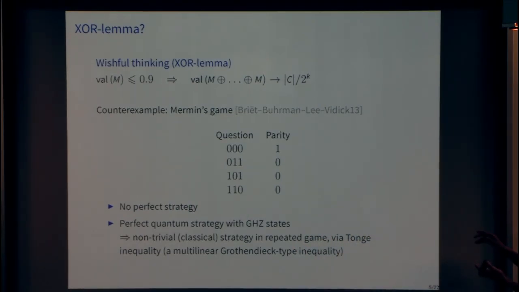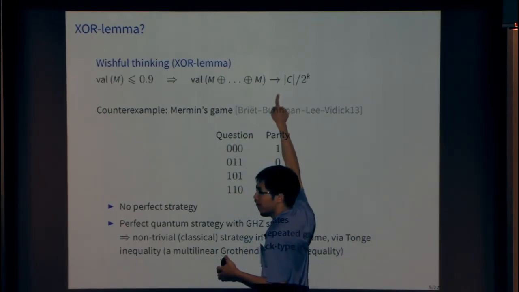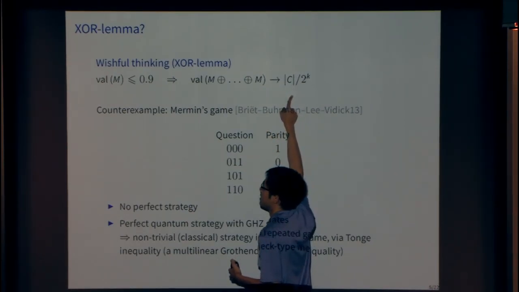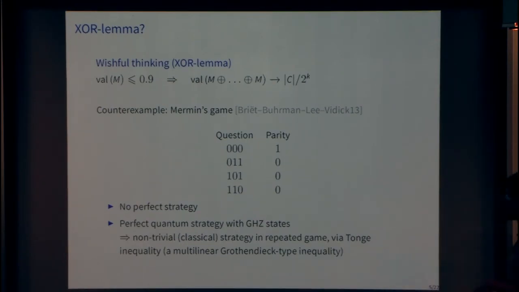Or maybe you can hope for a stronger version where you want all non-trivial Fourier coefficients to go to 0, starting with the assumption that all Fourier coefficients are bounded away from 1. You can also ask those kinds of questions, so not necessarily an XOR game.